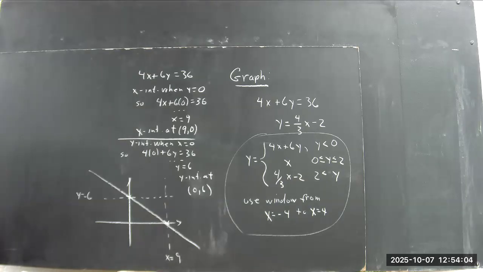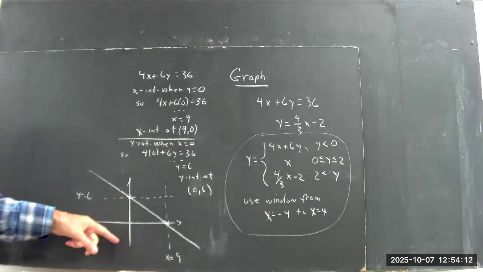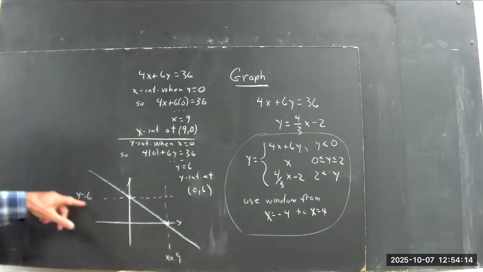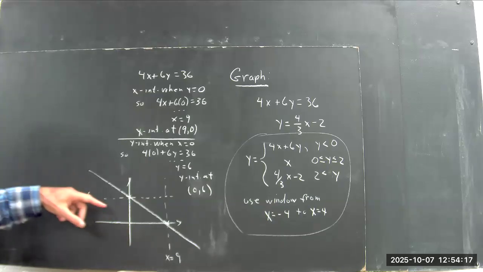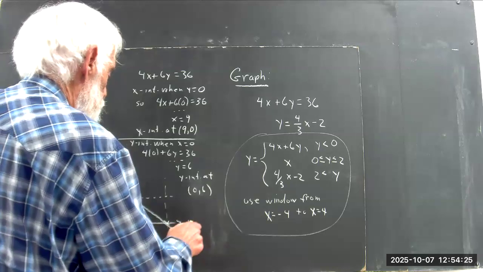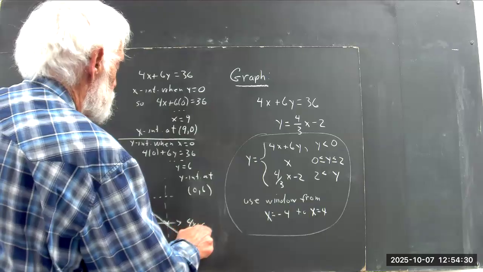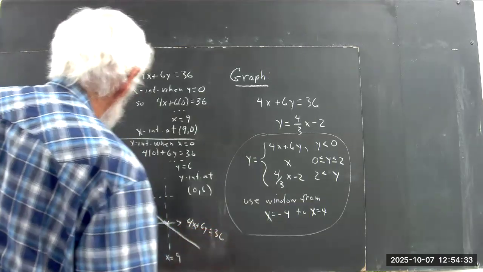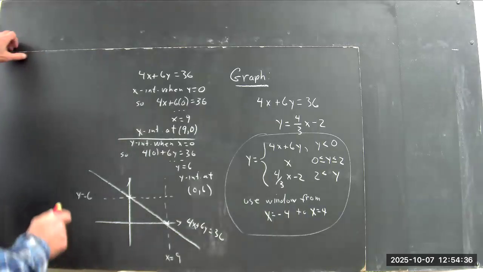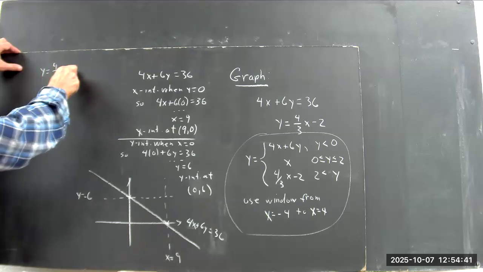Now, if you want to estimate the value for x equals 4, well, you could divide 9 into thirds and divide each third into 3, one way or another. You can use this as a basis for scaling the x-axis. You could use this as a basis for scaling the y-axis. Okay? Very straightforward. So here is the line 4x plus 6y equals 36. Okay, now y equals 4/3 x minus 2.